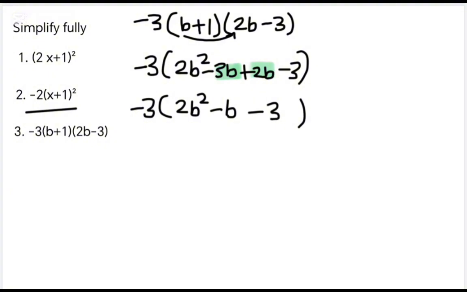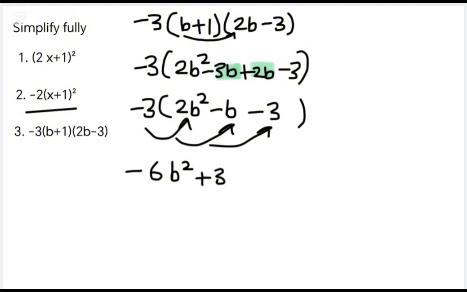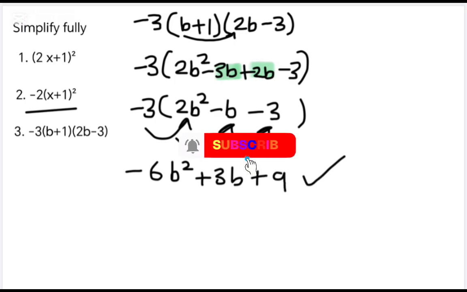Now we're going to multiply here, multiply this side, and also multiply that side. So negative 3 multiplied by 2 gives us negative 6b squared, and negative 3 multiplied by negative b gives us positive 3b, and negative 3 multiplied by negative 3 gives us positive 9. So this is how to simplify that one.